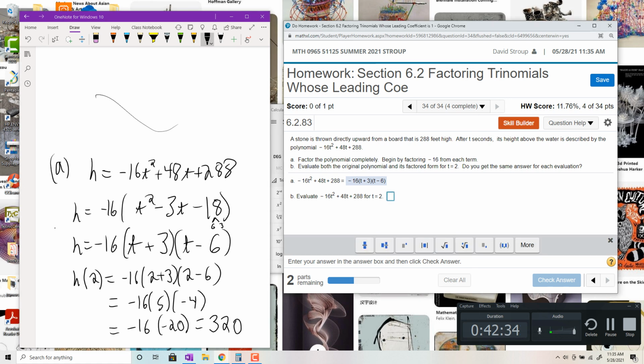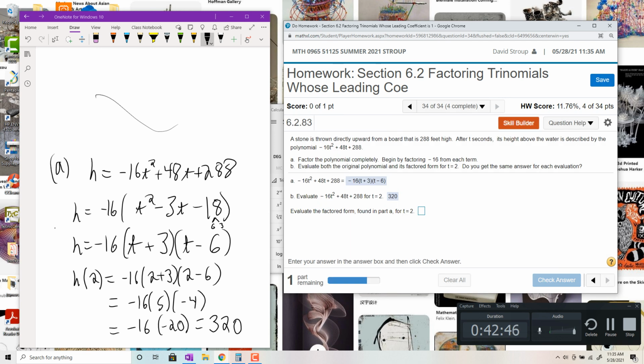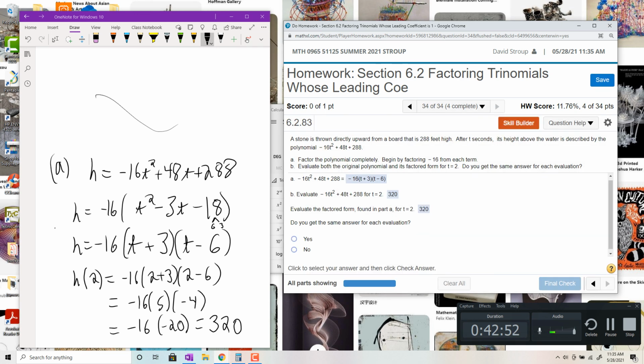And that would be basically where the ball is located in our space. 320. Yeah, same answer. 320. Did you get it? Yeah.